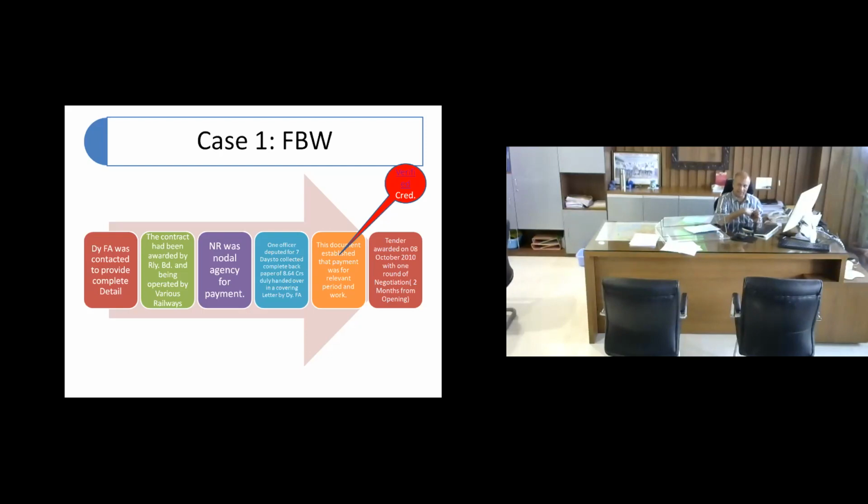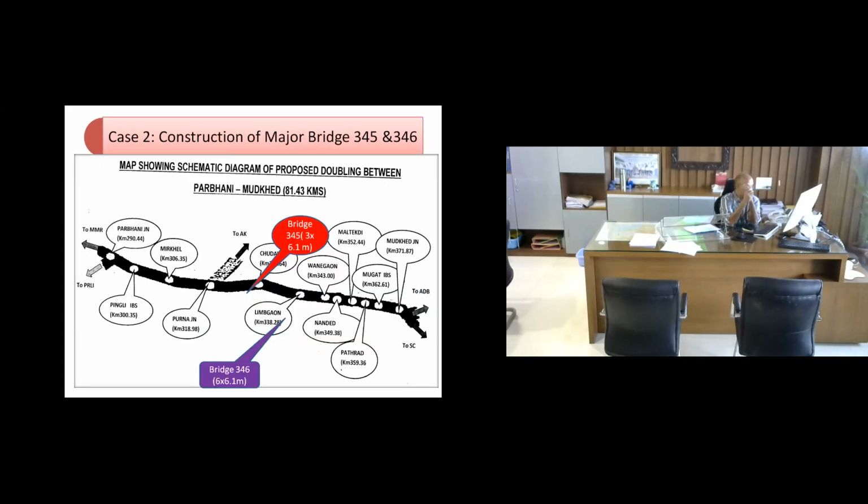So this was a case where delivery was absolutely essential for the project. And by finalizing the tender, probably we saved money also because it was much lower than our own estimated rates. And that was based on tenders already in force on open line and on other railways. Okay, so this was the first case.